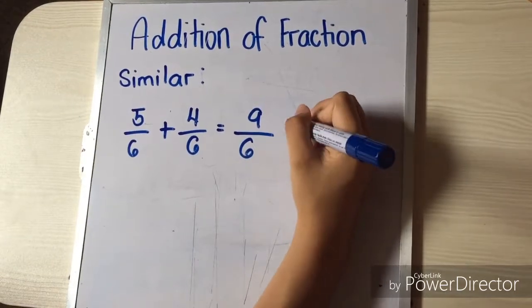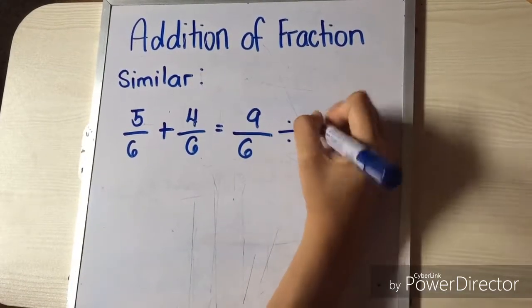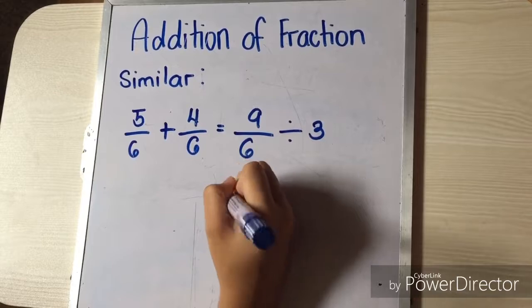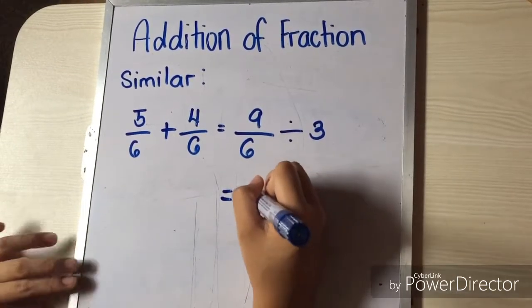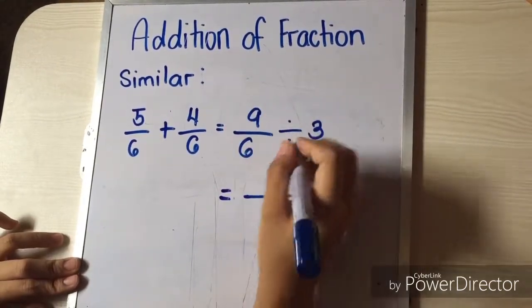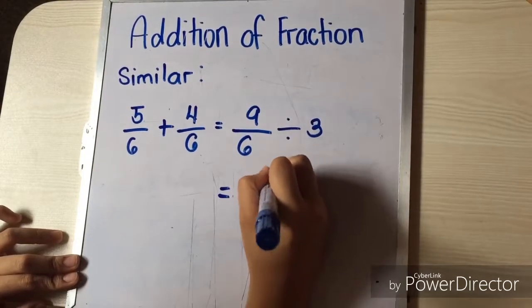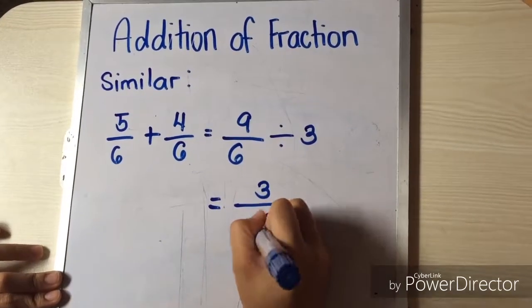The two numbers can be divided by 3. So, 9 divided by 3 is 3, and 6 divided by 3 is 2. So, the answer will be 3 over 2.